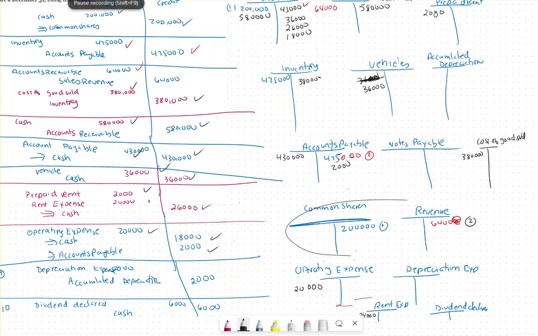Then we have a depreciation expense, and my depreciation expense is 2,000 here. My accumulated depreciation is 2,000. We did that, and we have a dividend declared, and the amount of dividend declared was 6,000, and we paid cash 6,000. So we did that. You can always put the number beside it, which transaction it is, to make it easy.